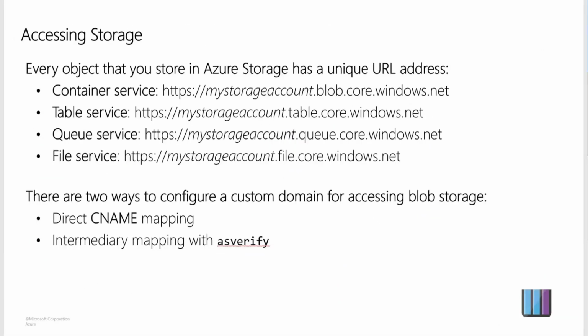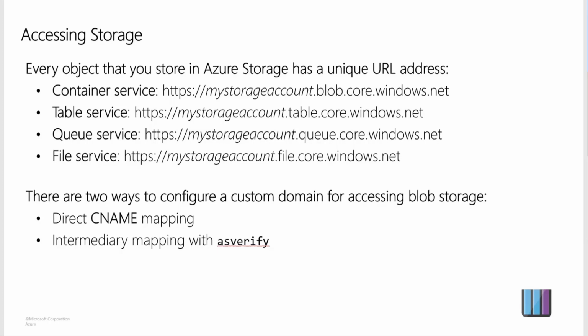Then accessing storage. Every object that you store in Azure Storage has a unique URL address. The storage account name forms the subdomain of that address. The combination of subdomain and a domain name, which is specific to each service, forms an endpoint for your storage account. For example, let's say my storage account name is mystorageaccount.